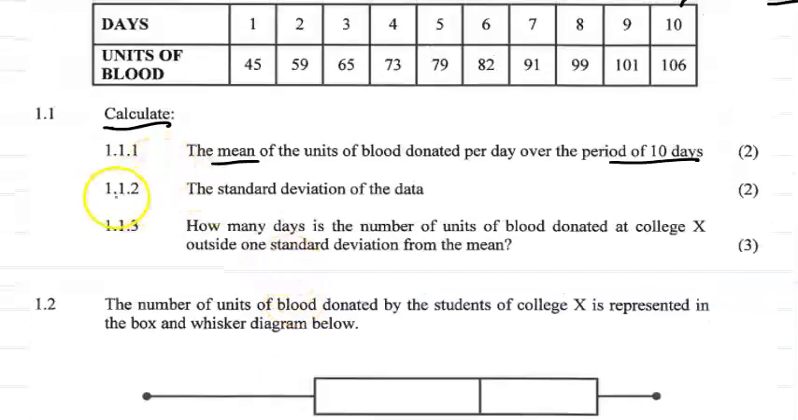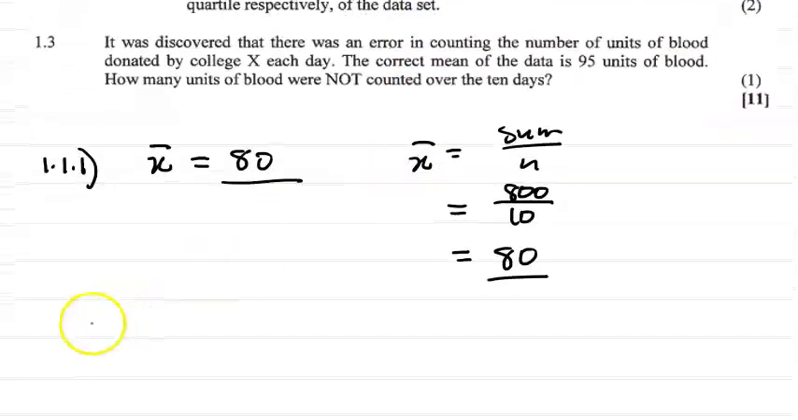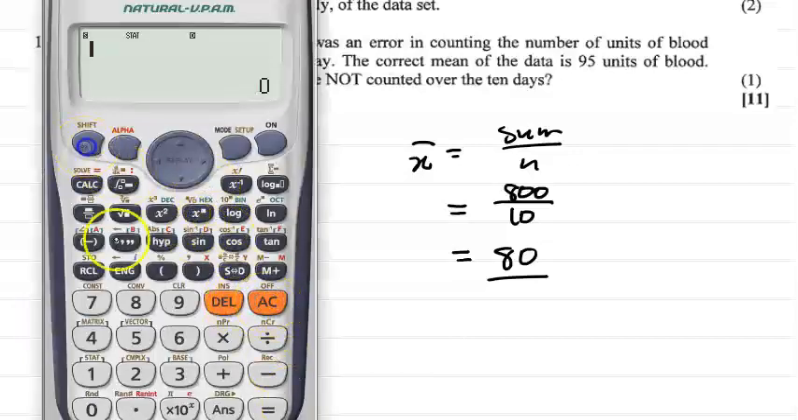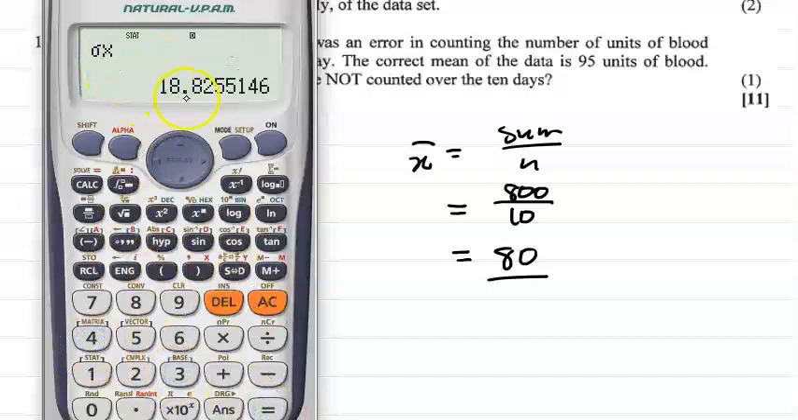If you were to write the final answer only, you would get full marks. Second question, 1.1.2, the standard deviation of the data. Remember that the standard deviation is a measure of dispersion, the spread around the mean. Basically it's telling us how far apart our values are from the mean. So 1.1.2, the standard deviation. Once again, you can go to our calculator for the answer. Option 4, standard deviation, yes, option 3. That's equal to 18.83. We'll round to 2 decimal places.